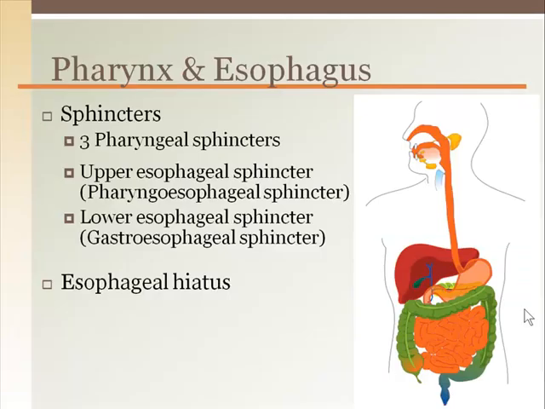The pharynx has three sphincters to move food from the mouth to the esophagus. The first sphincter of the esophagus is the upper esophageal sphincter, or pharyngeal esophageal sphincter, and then at the bottom by the stomach is the lower esophageal sphincter, or gastroesophageal sphincter. There is a hole in the diaphragm to allow the esophagus through to the stomach below, called the esophageal hiatus.